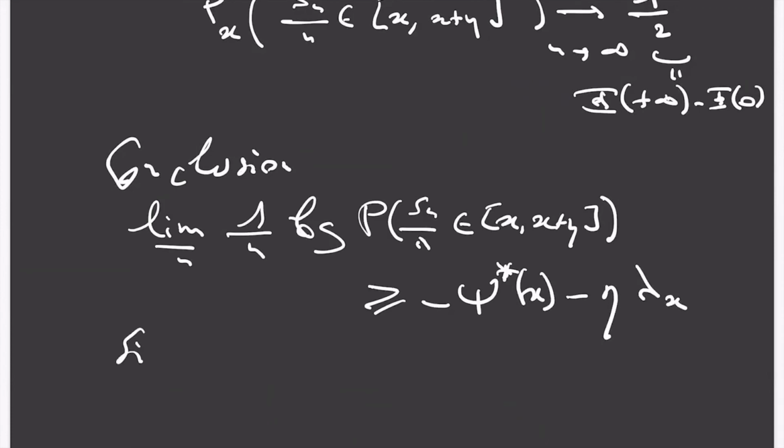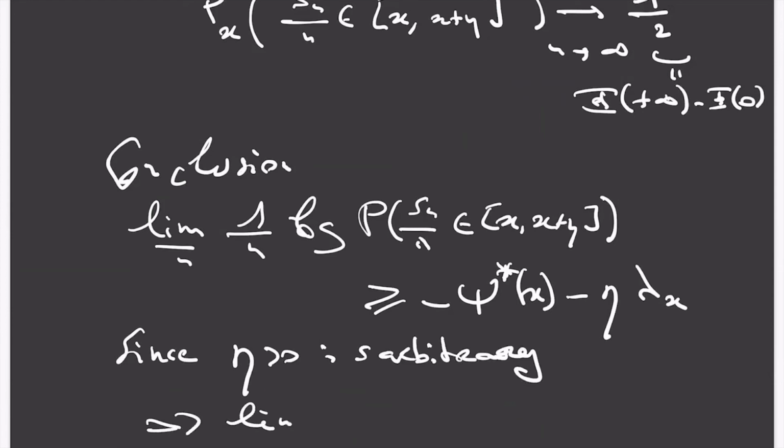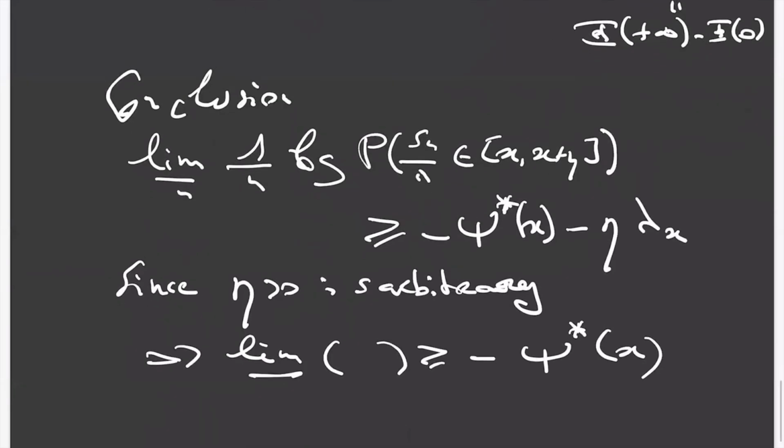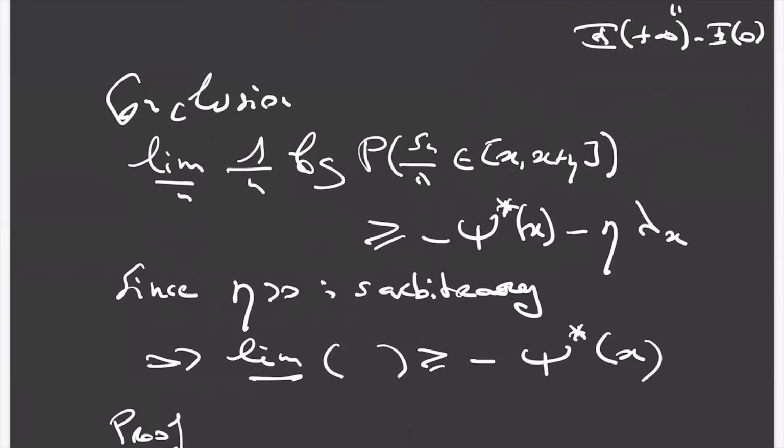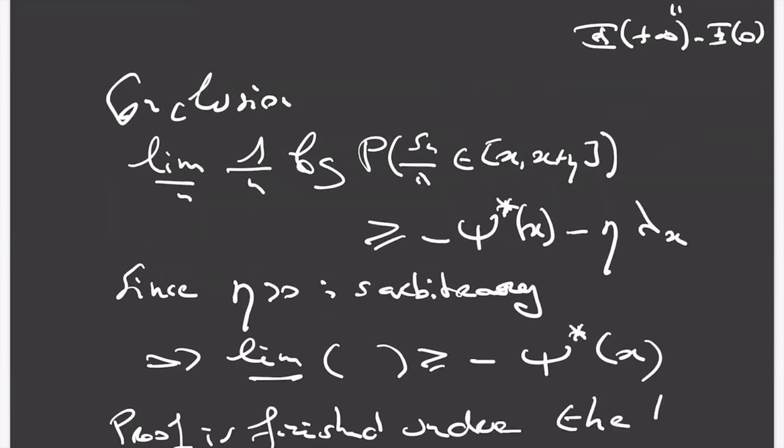And since eta is arbitrary, you get that the limit is lower bounded by minus psi star of x. And this achieves the proof, it is finished, under the two extra assumptions that you have made.